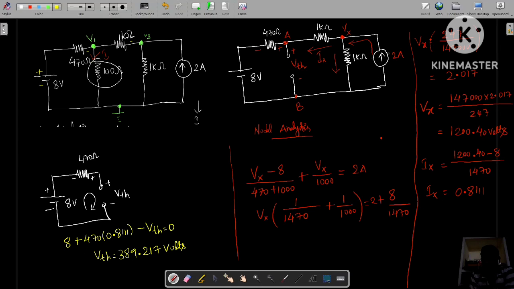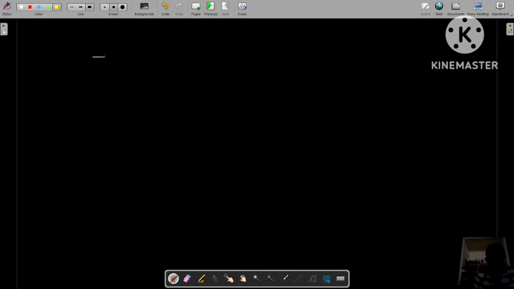Deactivating the current source is nothing but making it into an open circuit. Let me draw. So this is 470 ohms, and here you have an open circuited path. And here, what is the resistance value? 1 kilo ohm resistance, and here 1 kilo ohm resistance.